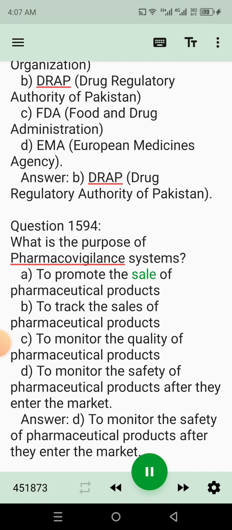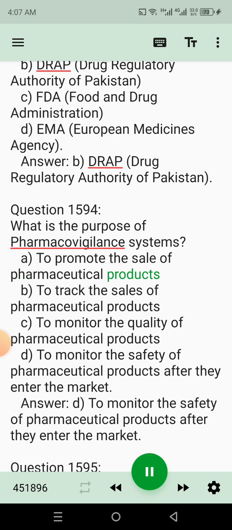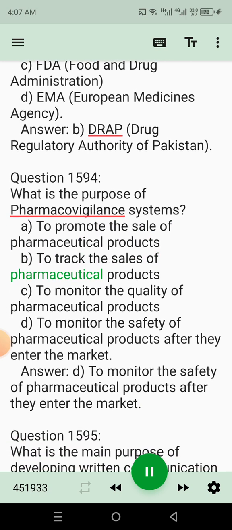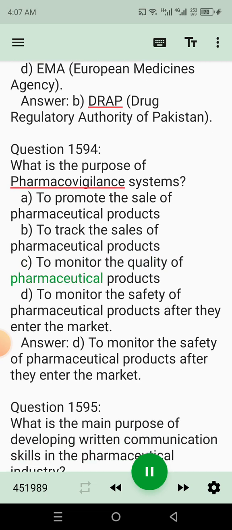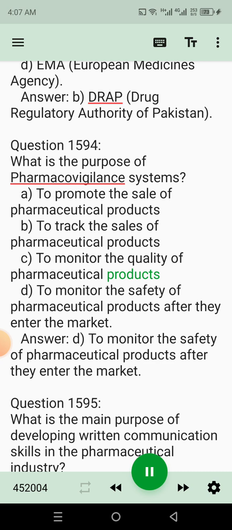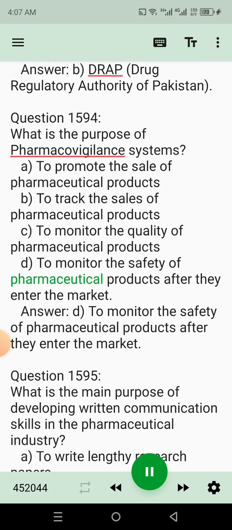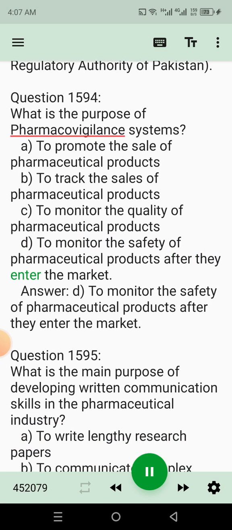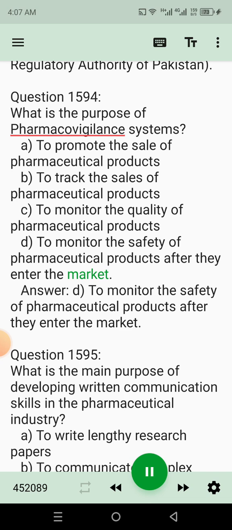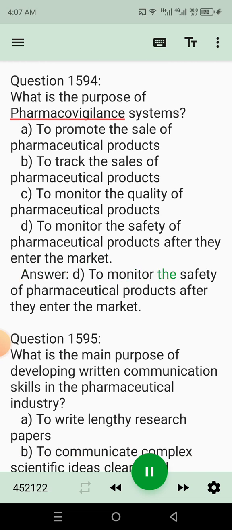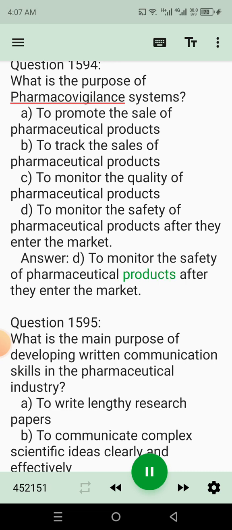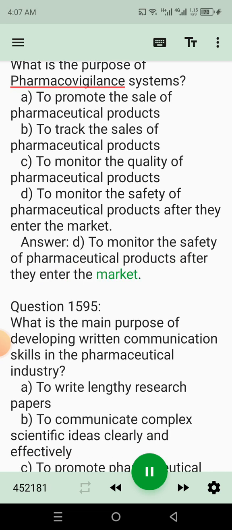A. To promote the sale of pharmaceutical products. B. To track the sales of pharmaceutical products. C. To monitor the quality of pharmaceutical products. D. To monitor the safety of pharmaceutical products after they enter the market. Answer: D. To monitor the safety of pharmaceutical products after they enter the market.